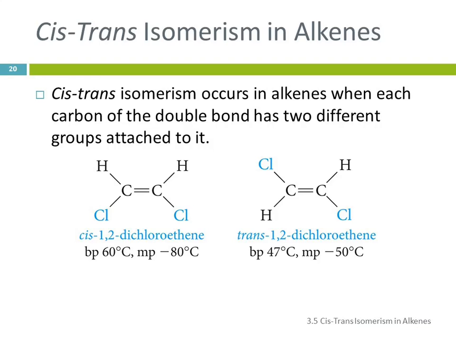One has the chlorine groups on the same side of the double bond, and the other has them on the opposite sides. So here's a model of trans 1,2-dichloroethene. Pretend there's a hydrogen atom here and here. They're on the opposite sides.